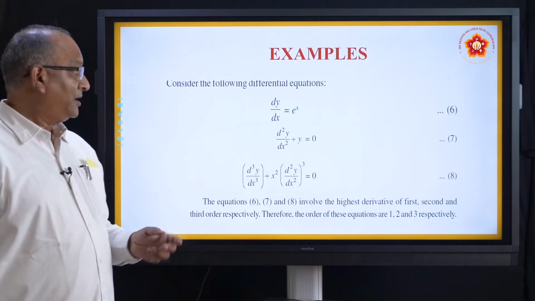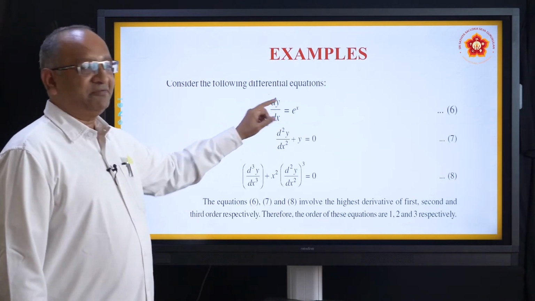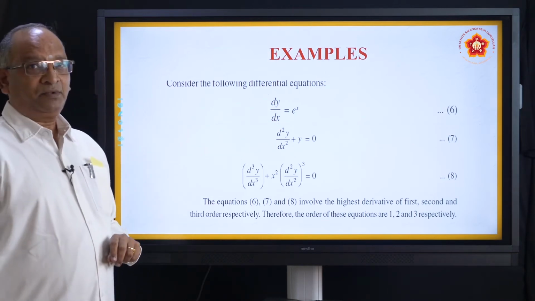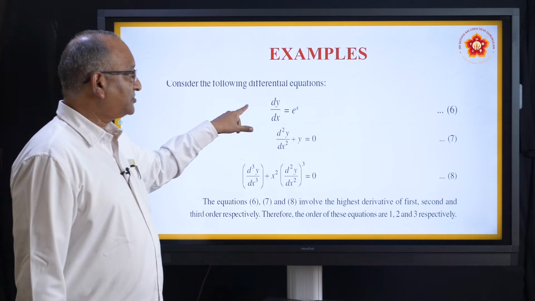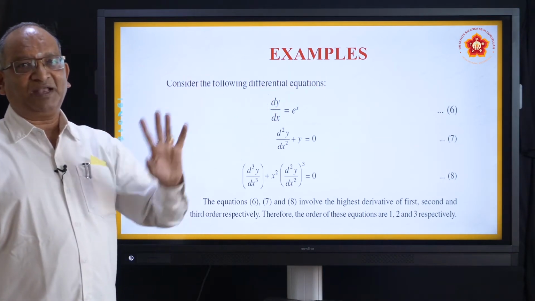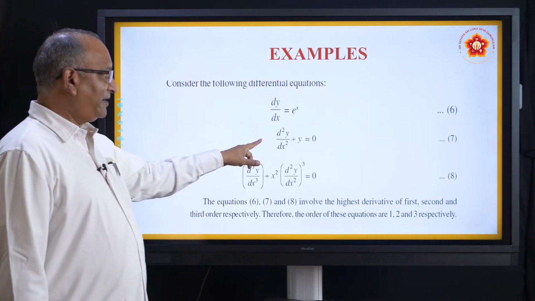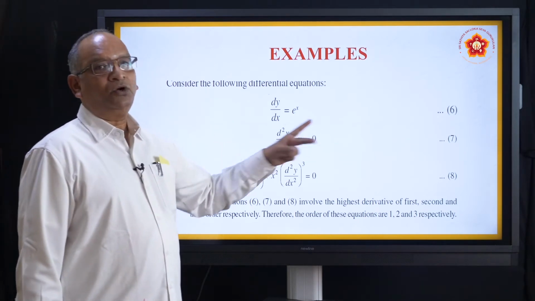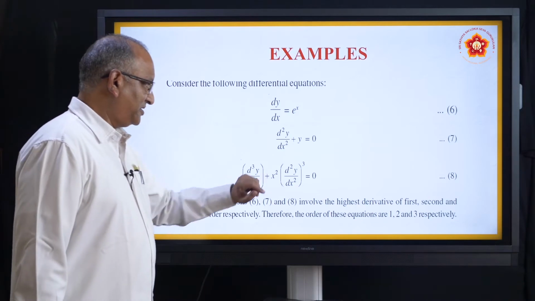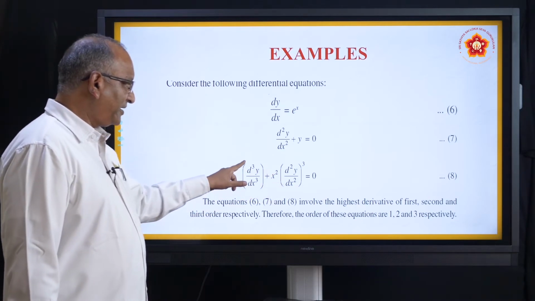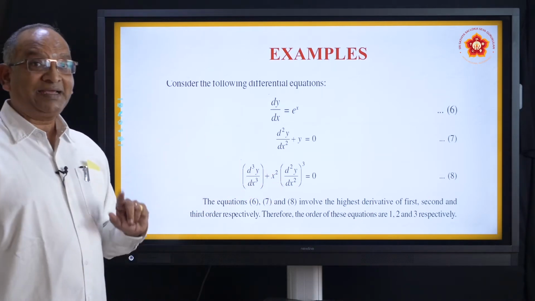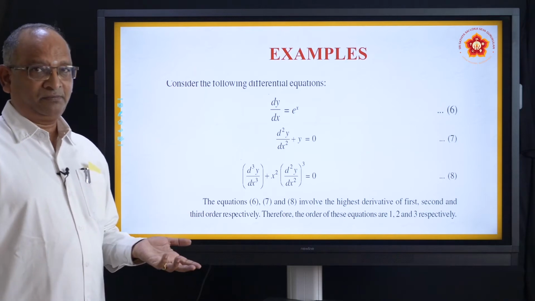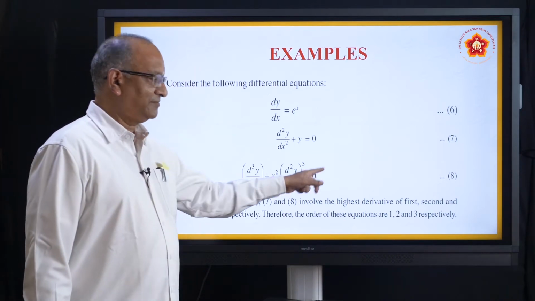Very simple. This has got a first order derivative. This is the first order derivative, so the order of this differential equation is 1. This particular equation has got a second order derivative, so the order of this equation is 2. Look at this equation. This has got a second order derivative, it also has a third order derivative. The highest is what? Third order. So its order is 3.